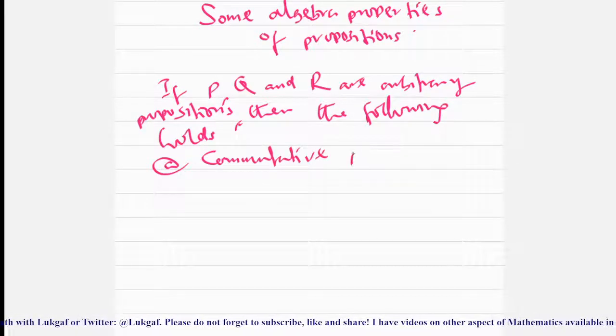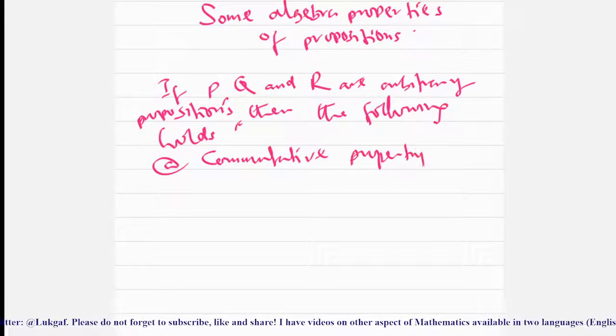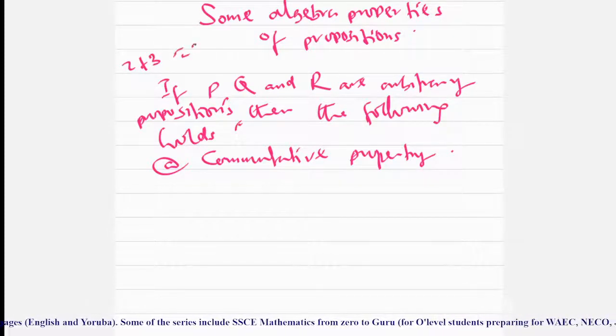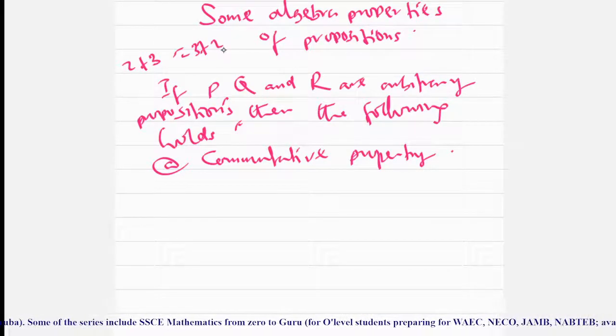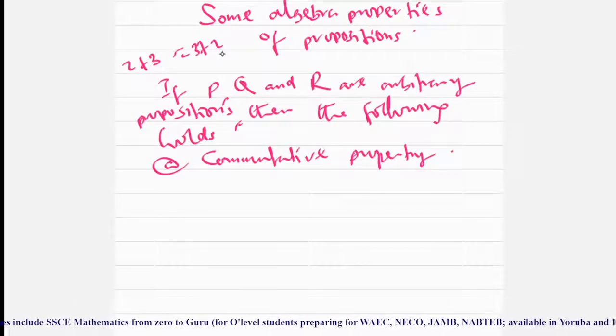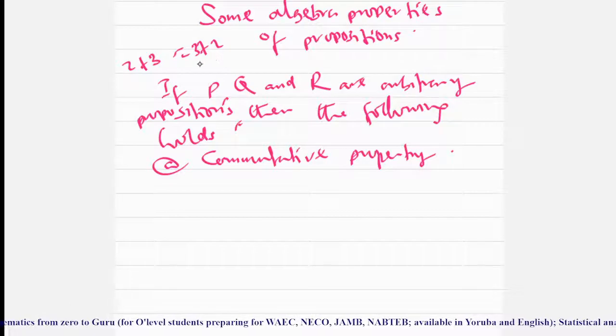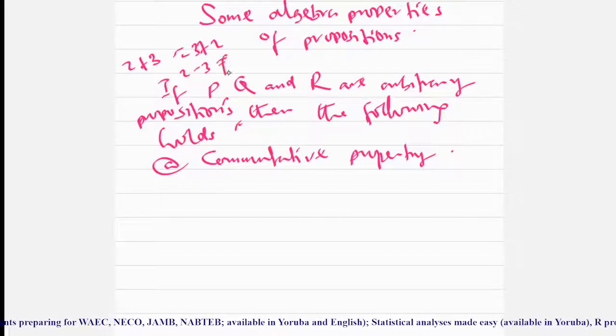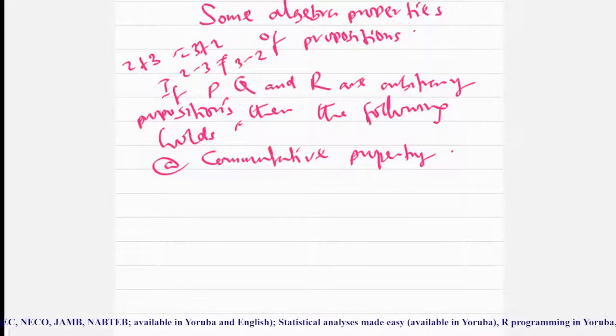Recall when we say something is commutative, that is when you change the order of the numbers involved in an operation and your result still remains the same. For example, 2 plus 3 is the same thing as 3 plus 2, so we say addition is commutative, because when I interchange the positions of 2 and 3, I still have the same result. Now, 2 minus 3 is not commutative. You can see that 2 minus 3 is not equal to 3 minus 2. But propositions satisfy commutative properties.